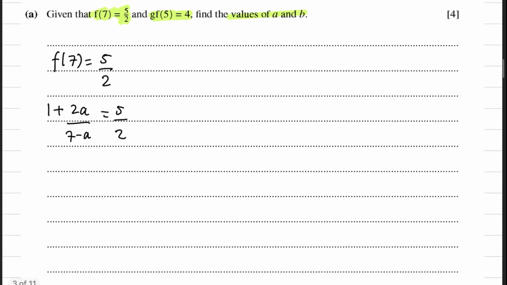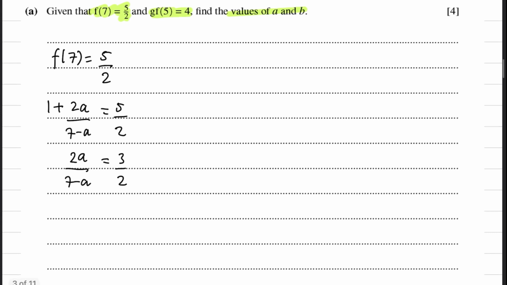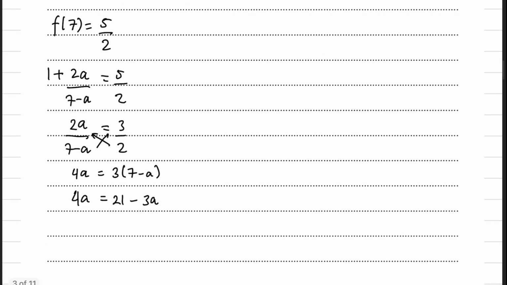From here, we can simplify. We minus 1 from both sides. You will get 2a over 7 minus a equals 3 over 2. And we can cross multiply. We have 4a equals 3 times (7 minus a). Here we have 21 minus 3a. So that means we add 3a to both sides. You get 7a equals 21. So a equals 21 over 7, which equals 3.